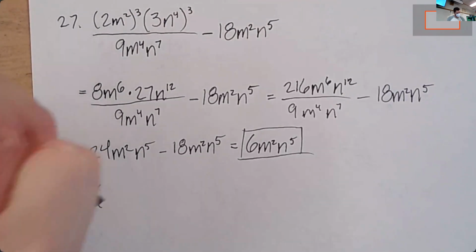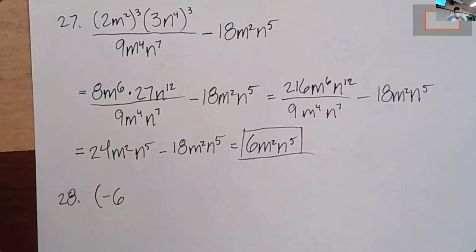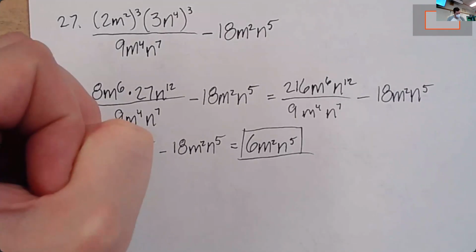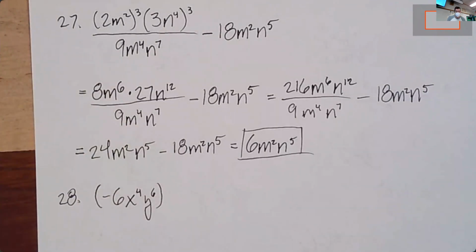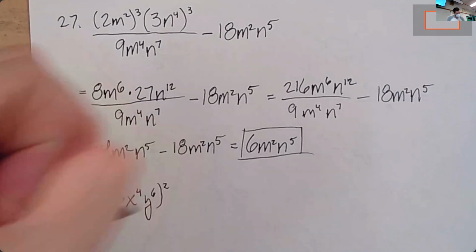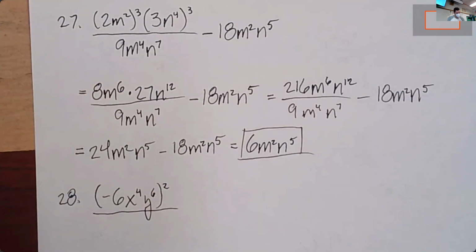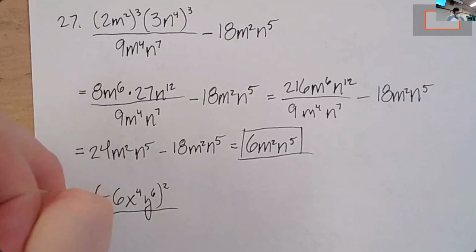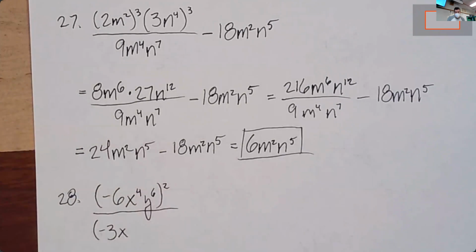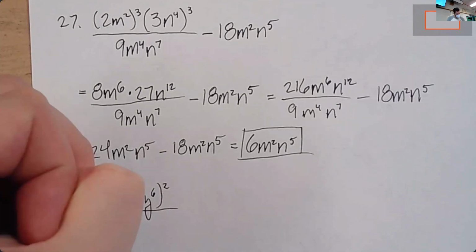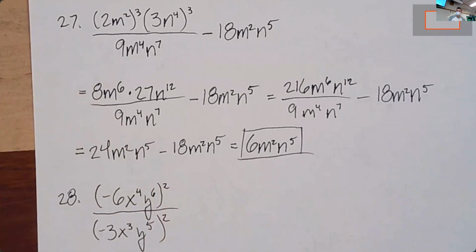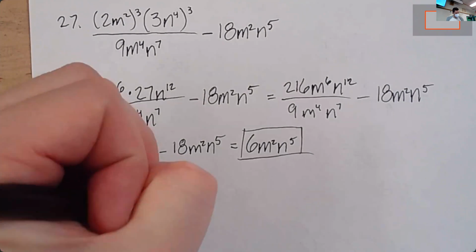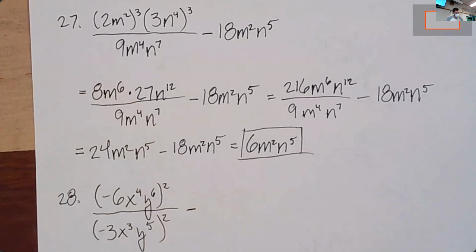The 28, number 28, last one here. This is going to be, in parentheses, negative 6x to the 4th, y to the 6th, and then an exponent of 2, over negative 3, x to the 3rd, y to the 5th. And that's in parentheses, and that'll also be to the 2nd power. And then minus 7x squared y squared.